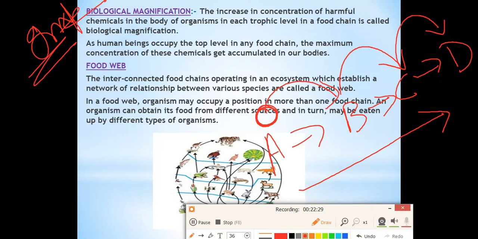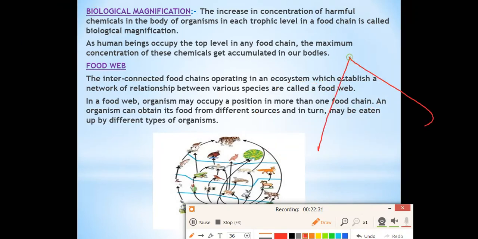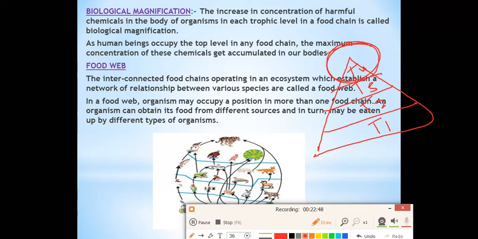For example, if I draw a pyramid, this is T1, this is T2, this is T3 and this is T4. So can you say in which level the concentration of harmful chemicals will be more? In the T4 level the harmful chemicals will be more, and in the T1 level it will be less, because it keeps on accumulating, it will keep on being deposited, and at last at the highest level the accumulation will be more.